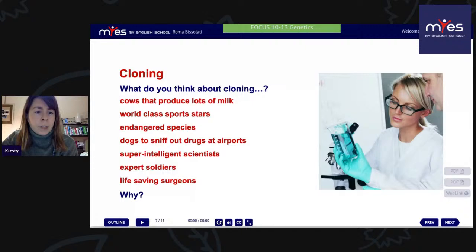Okay, more of the same. What do you think about cloning the following? Cows that produce lots of milk, world-class sports stars, endangered species, dogs to sniff out drugs at airports, super intelligent scientists, expert soldiers, and life-saving surgeons. What do you think about cloning these people? Do you think that's how it works?